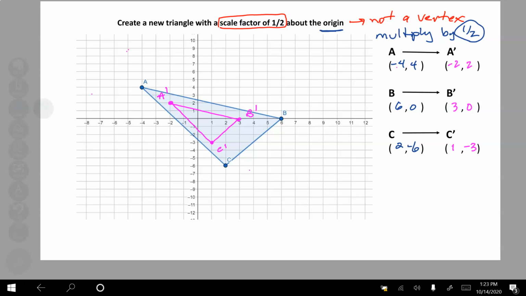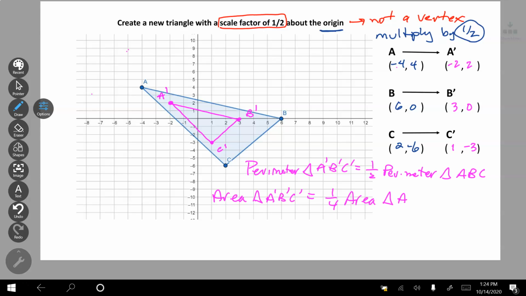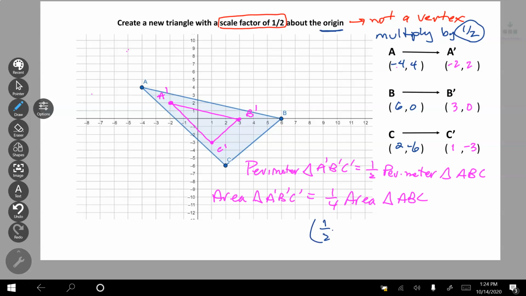And if I notice, the perimeter of triangle A prime, B prime, C prime is equal to half the perimeter of triangle ABC, because that's a scale factor. But again, the area of triangle A prime, B prime, C prime is going to be 1/4 the area of triangle ABC, based on the fact that it's not the scale factor of half, it's a half squared. We always have to incorporate a squaring when we do area.